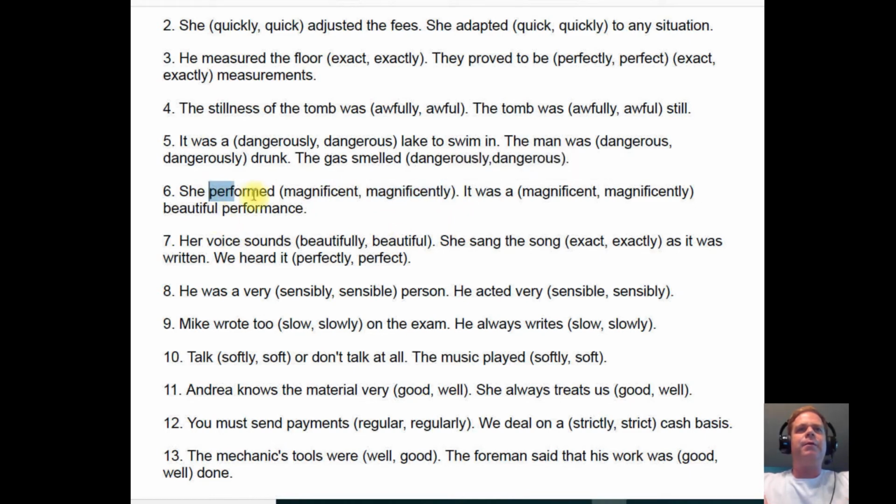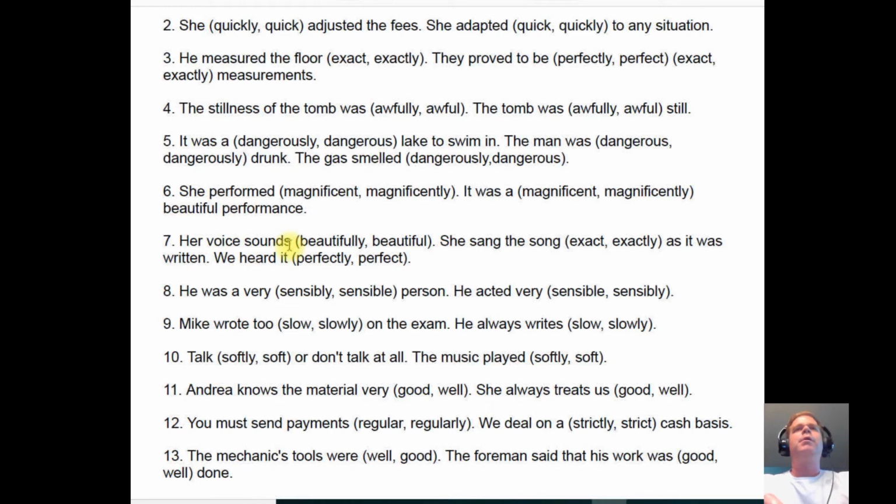She performed magnificently. Magnificently, modifying the verb performed. It was a magnificent or magnificently beautiful performance. Well, if we're modifying performance, then it would be magnificent. But beautiful is modifying performance, and this is going to be modifying beautiful, which is an adjective. So it was a magnificently beautiful performance.